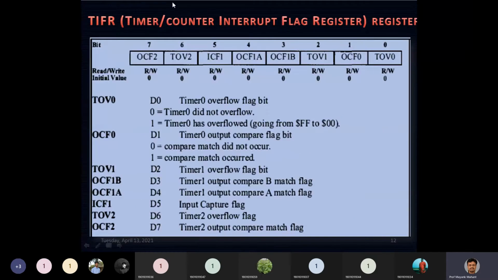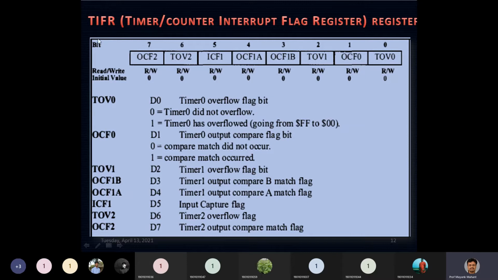And the flags associated with this timer counter are available in the TIFR register, and we can see all the flag registers over here. We continuously monitor these flags to see what condition has been achieved. Suppose you are in normal mode, you will be watching TOV0. If you are in CTC mode, then you will be monitoring the OCF flag.